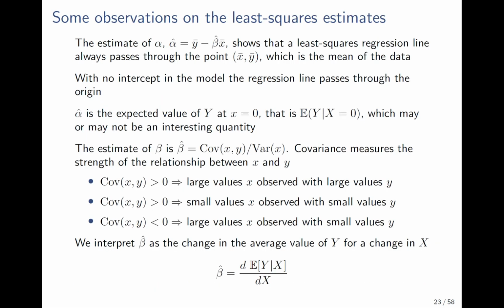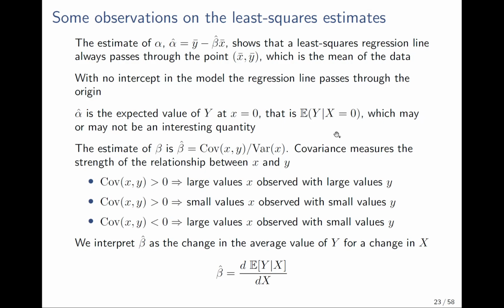So let's make some observations on the least squares estimates. The estimate of alpha we obtain, given by this expression here, shows that the least squares regression line always passes through the point x bar, y bar, which is the mean of the data. With no intercept in the model, the regression line will pass through the origin. We'll look later at an example where we estimate the intercept in practice, and make some comments on this theme. The estimate of the intercept is essentially the expected value of y when x equals 0, but that may or may not be an interesting quantity.